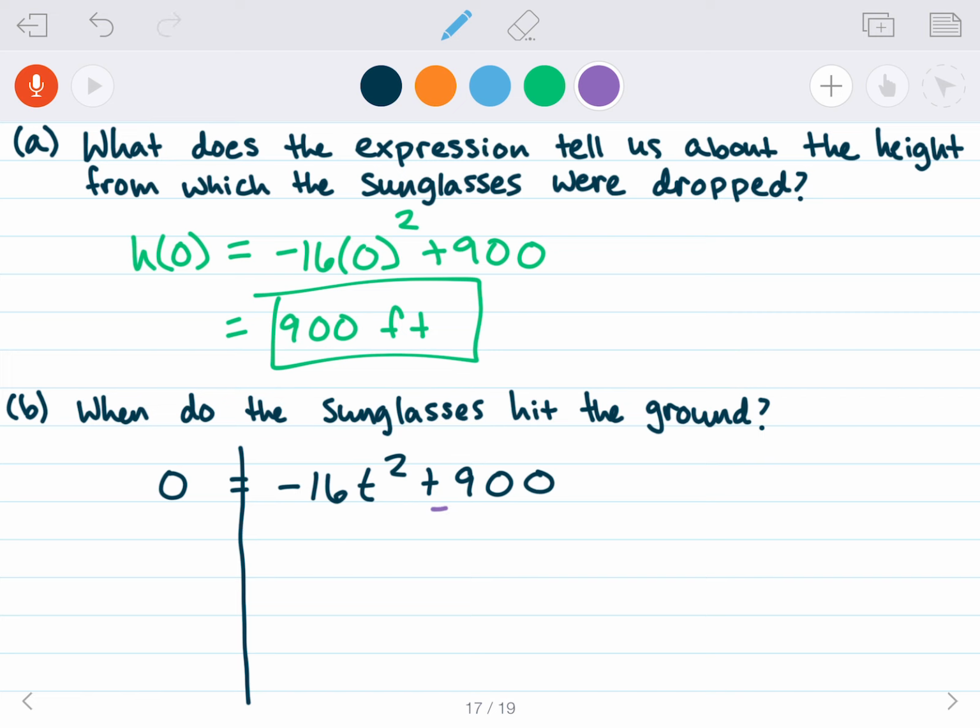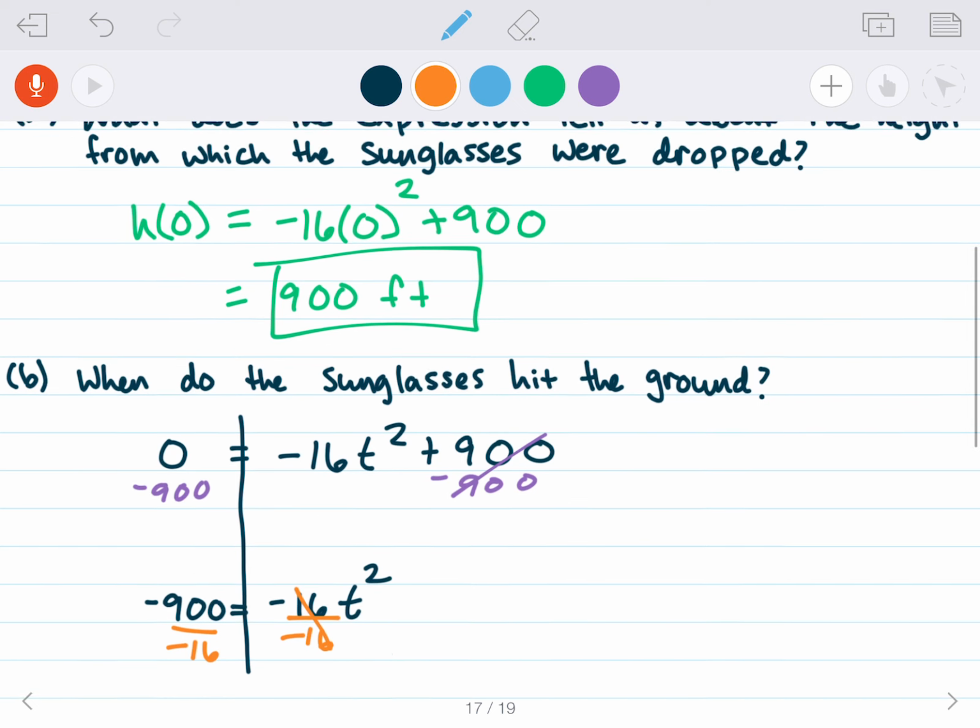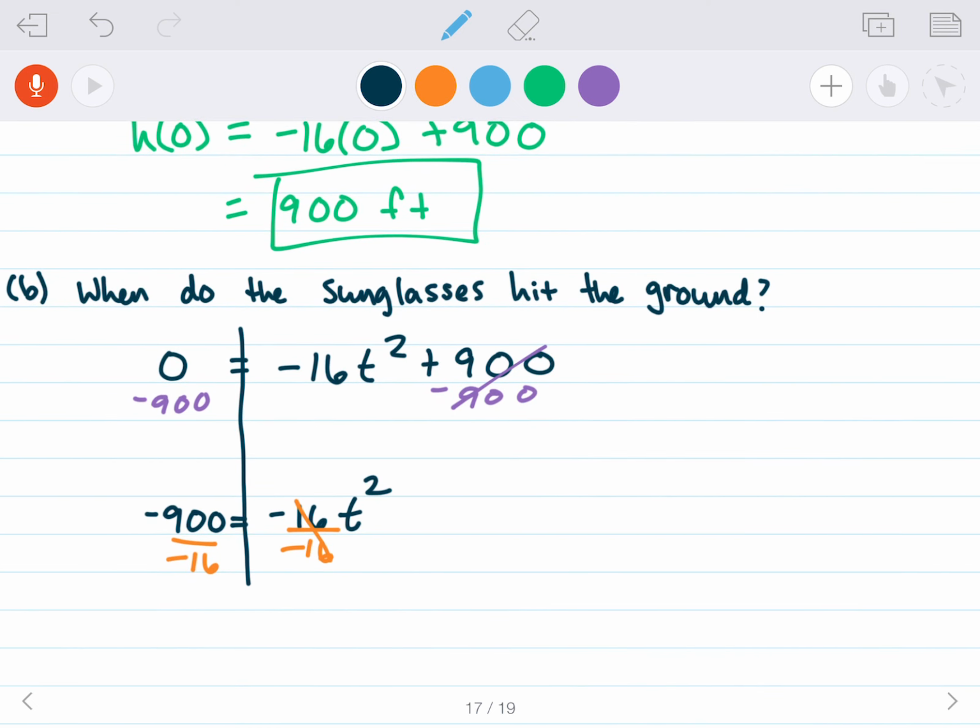So to first do that, I'm going to subtract 900 from both sides to give me -900 equals -16t squared. And then I'm going to divide both sides by -16 to isolate the t squared. And let's see what that gives us. It's going to give me 56.25 equals t squared. And the last thing I need to do is take the square root of both sides, tacking on a plus or minus.